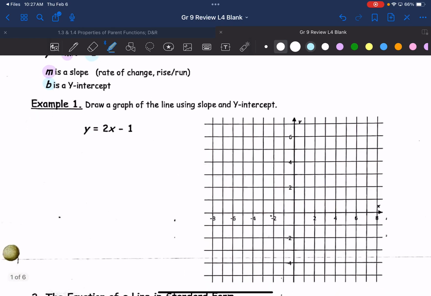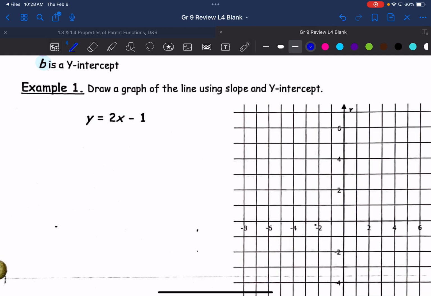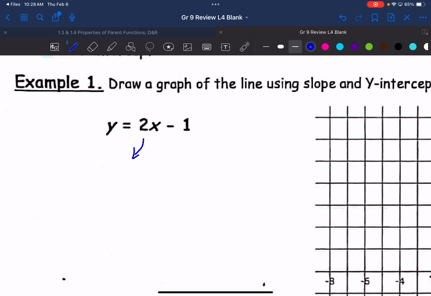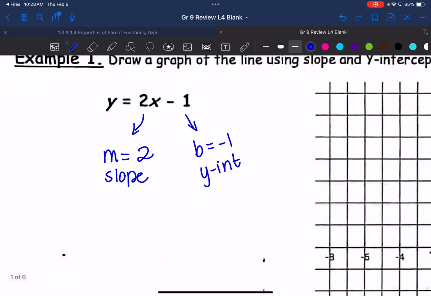So for example, just an easy little walk in the park. It's already in y equals mx plus b form, so I don't have to do much. But it's saying, can I graph it? So I should be able to identify what's my m and what's my b. What is my m? 2. Thank you. m is my 2. This is my slope. And then what's my b? -1. Right? So the sign does matter in front. That's your y-intercept.